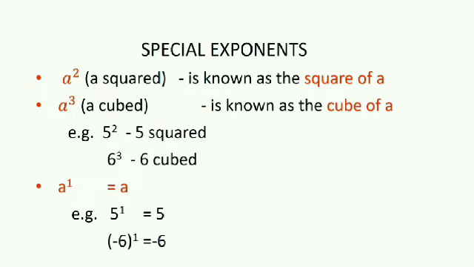Now, consider an exponent 1. Here, a to the power 1 is equal to a. We have the examples: 5 to the power 1 is equal to 5, minus 6 to the power 1 is equal to minus 6. Any number to the power 1 is always that number itself. Or we can say that if a number has no power written over it, it means that its power is 1.